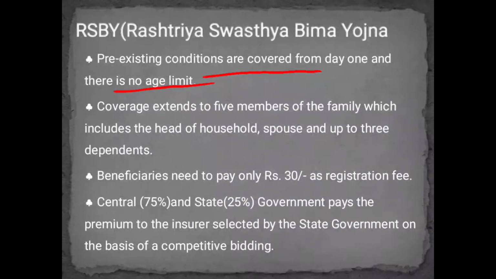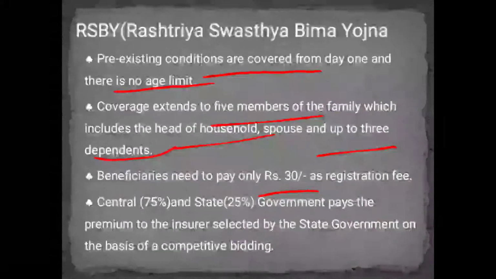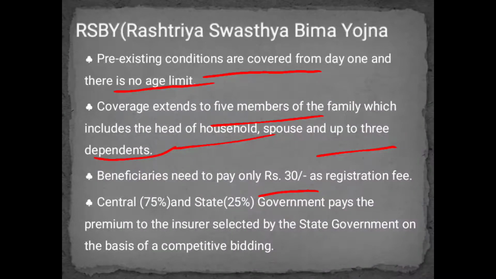Coverage extends to 5 members of the family, which includes the head of household, spouse, and up to 3 dependents. They have made it clear who all could be the members, and the maximum limit is a 5 member family. If it is more than that, they will not cover it, they will cover only 5 people. Beneficiaries need to pay only 30 rupees as a registration fee. Be clear, only 30 rupees. It is completely free of cost to the BPL families.